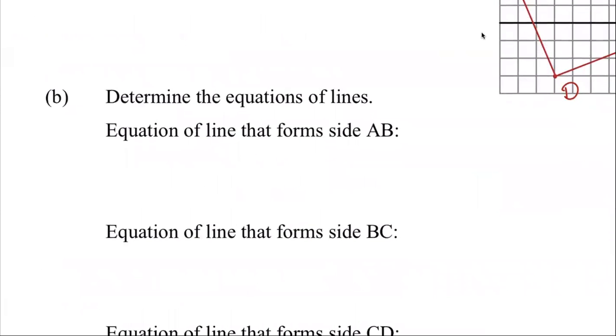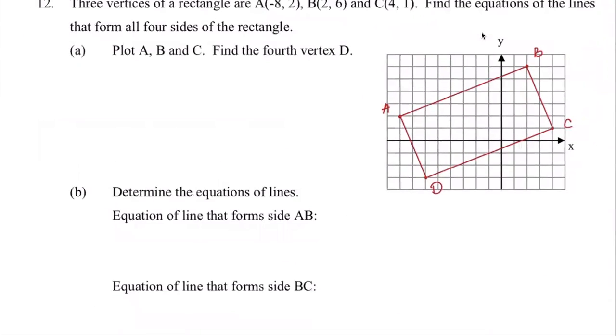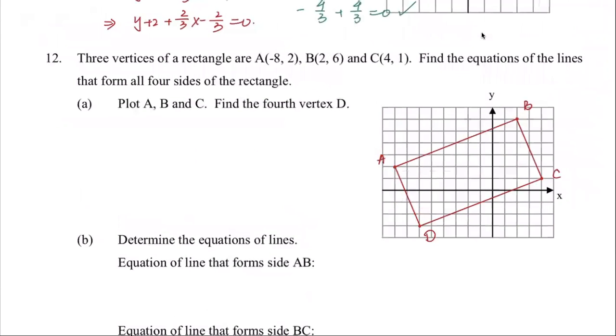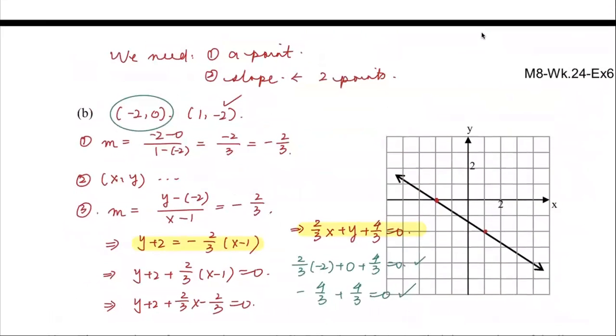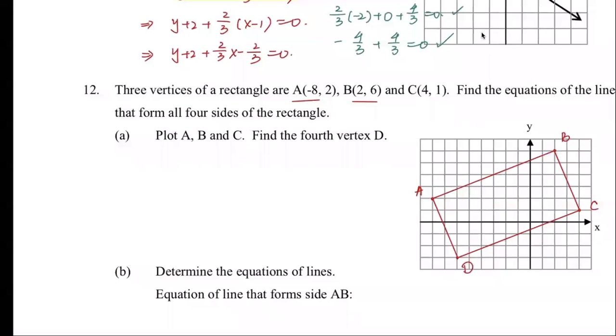Determine the equations of lines. Equation of the line that forms side AB. So for AB, we have 2 points, A and B, right? So basically this is just the same steps as these questions. We're given 2 points and we find the equation of the straight line that passes through these 2 points.